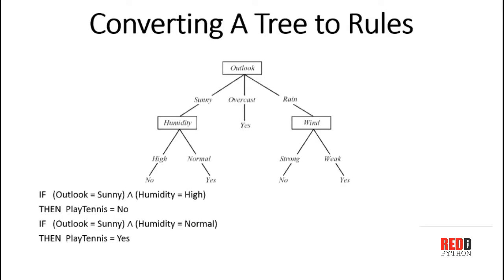Now we convert a tree to rules. As you can see, if outlook equals sunny and humidity equals high, then you cannot play tennis. So these are just some rules that we put forward. And the root node over here is Outlook, and the decision is basically yes or no. That's going to be a class.